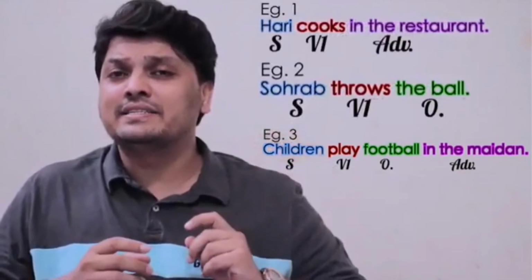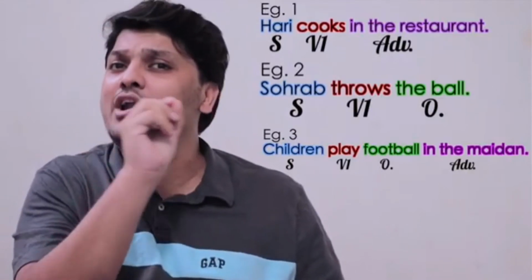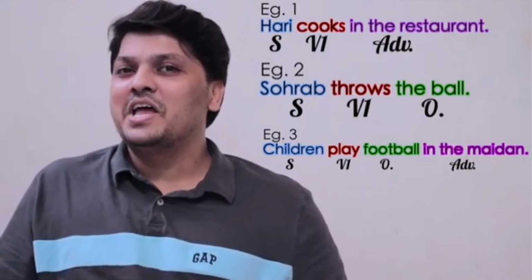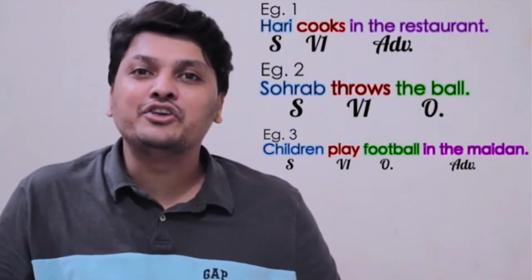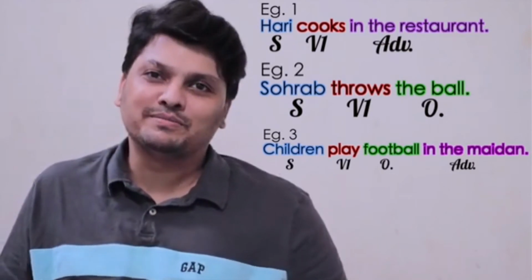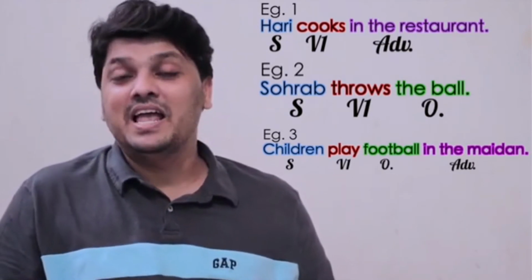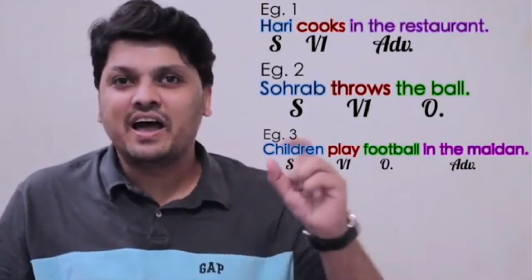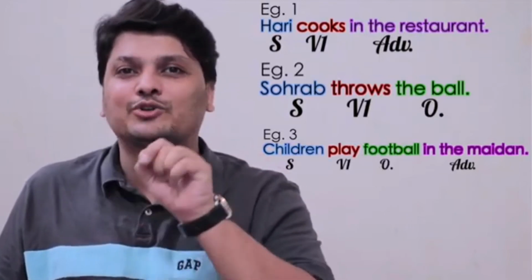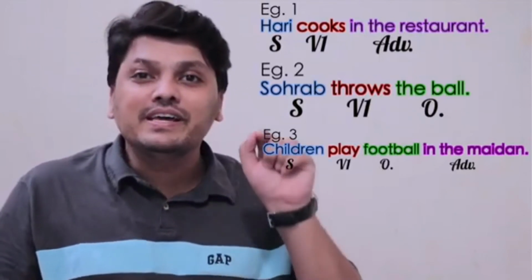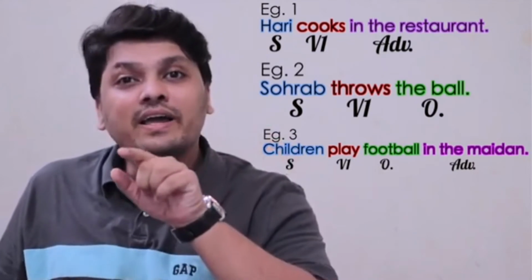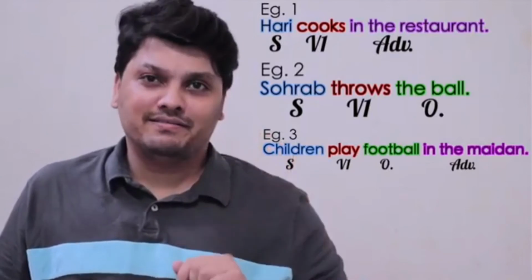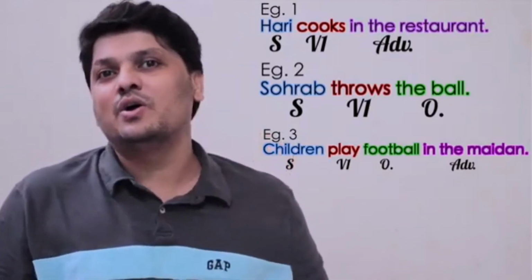In the first two sentences, I have used S at the end of the verb: cooks, throws. But in the third sentence, I did not use S at the end of the verb. Why? Because in the first two sentences, the subjects were singular. Hari is singular. That is why cooks. Saurabh is a singular noun. That is why throws. Children is plural. That is why no S to the verb.